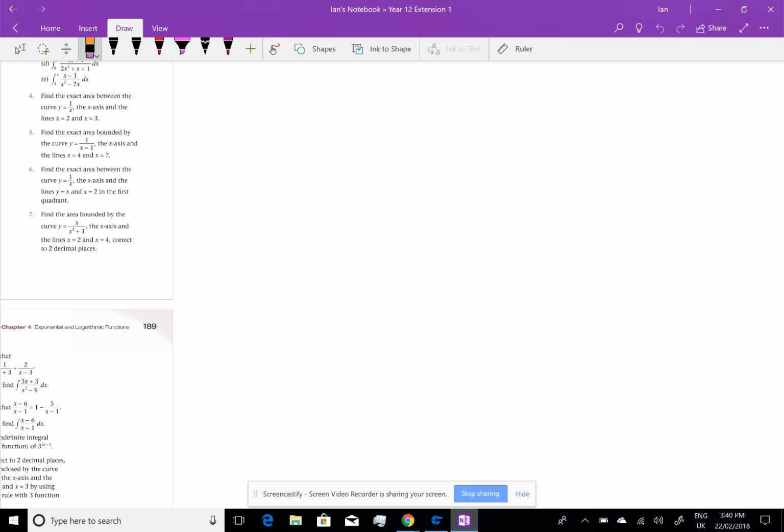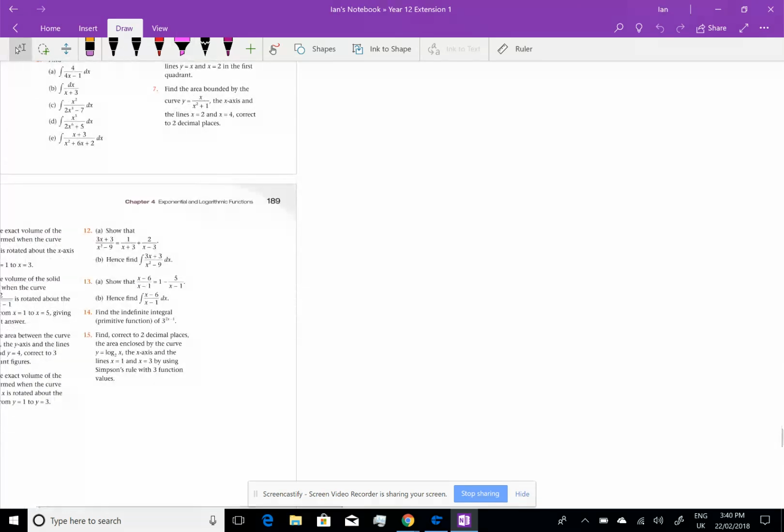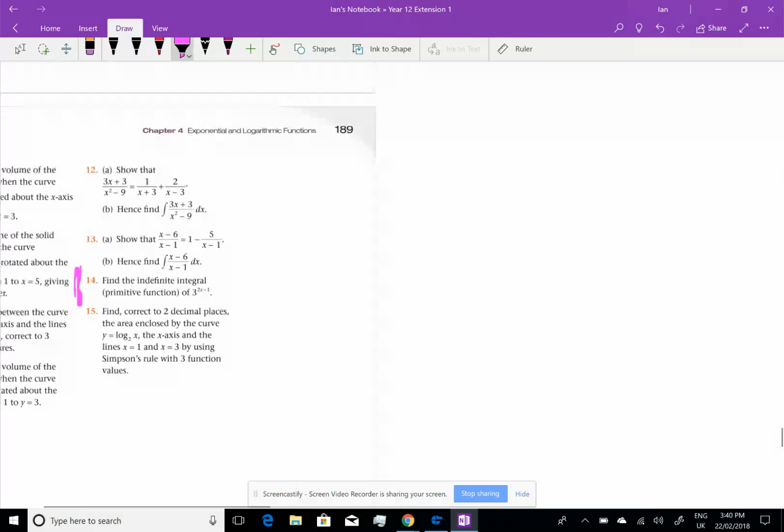Okay, Year 12, I'm just going to go over the question that I said would be difficult. So if you're having trouble with it in class, it's going to be this one here. Question 14. Find the indefinite integral of 3 to the 2x minus 1.